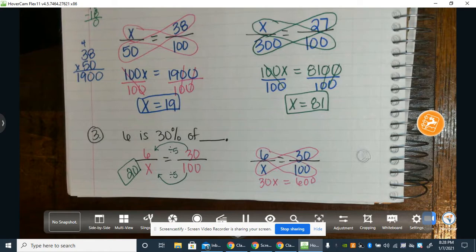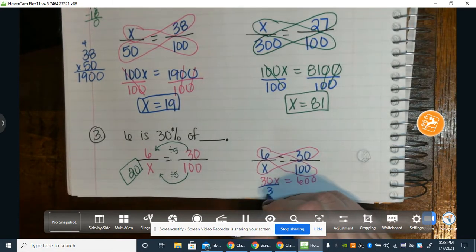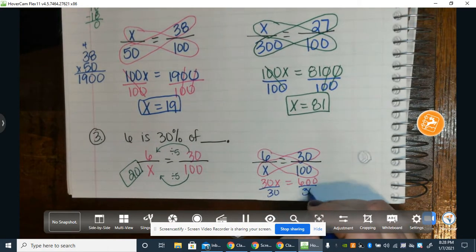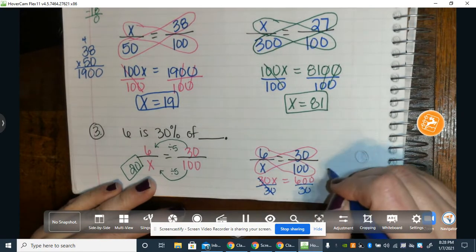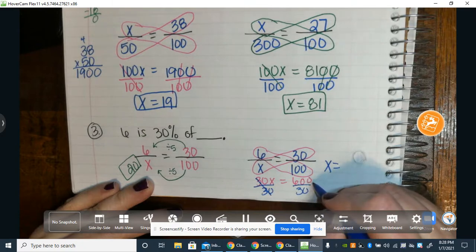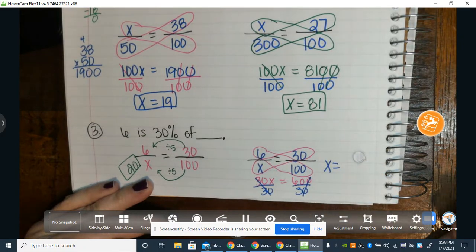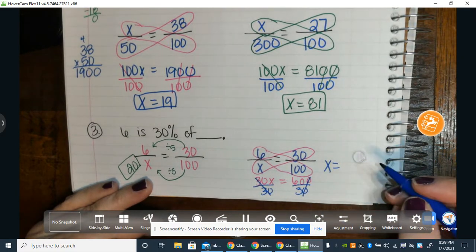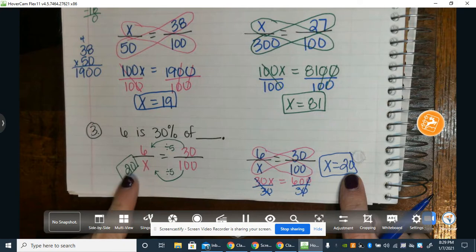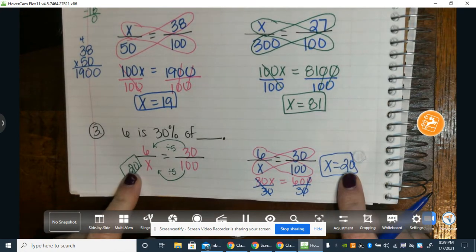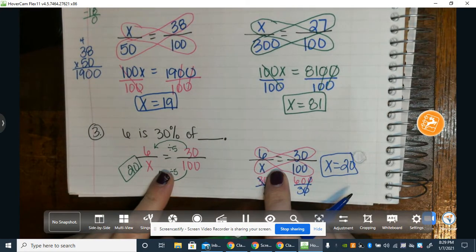Now I'm going to divide each side by 30. Okay. I'm going to cross this out, leaving me with X is equal to, well, I can cross out a 0. And then I can say, well, 3 can go into 60 20 times. So X is equal to 20. Same result, two different ways to do it.